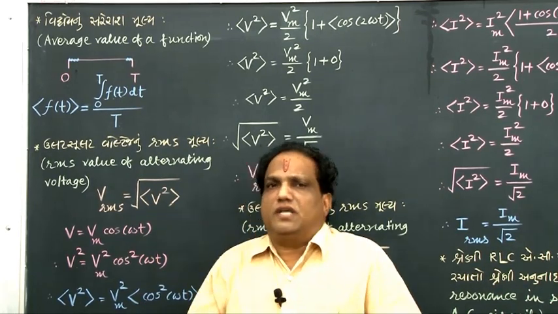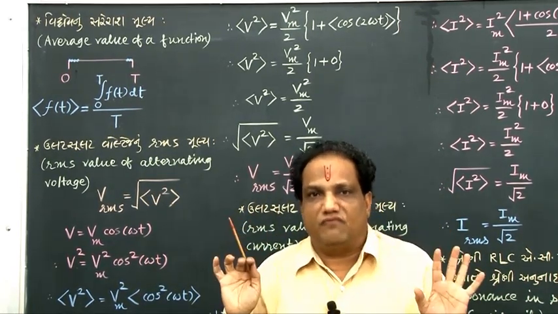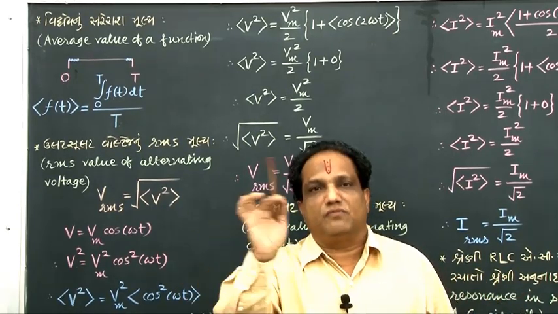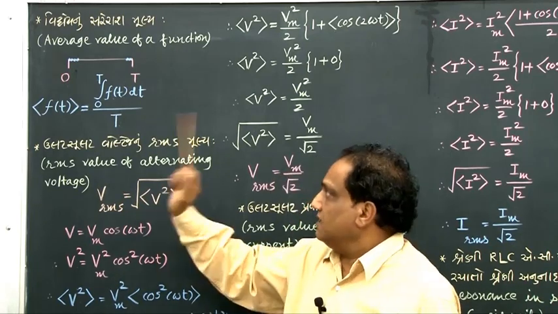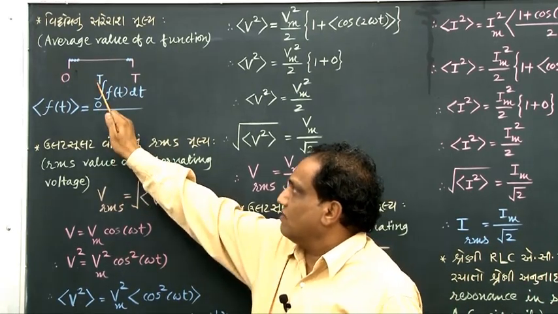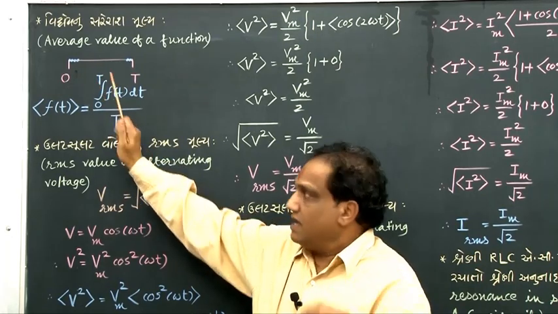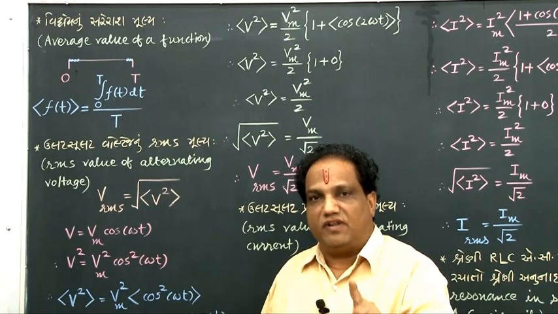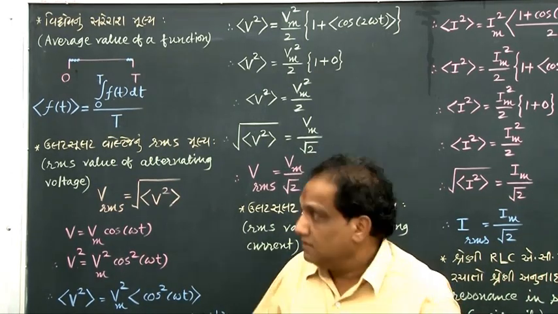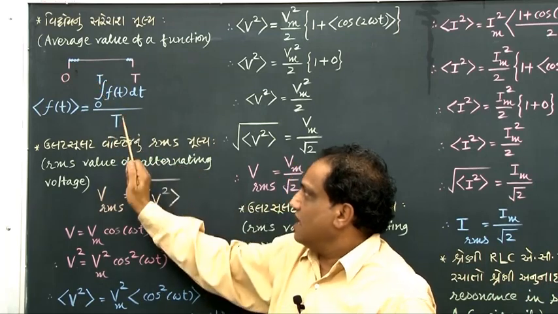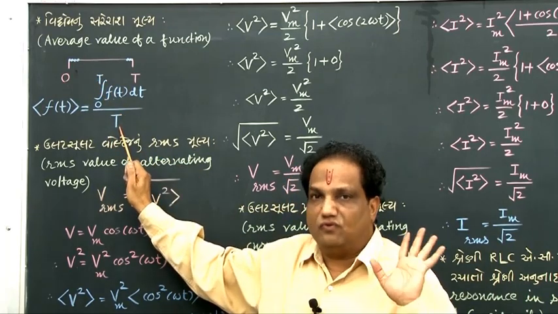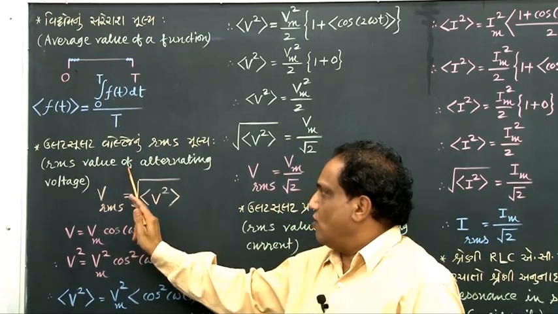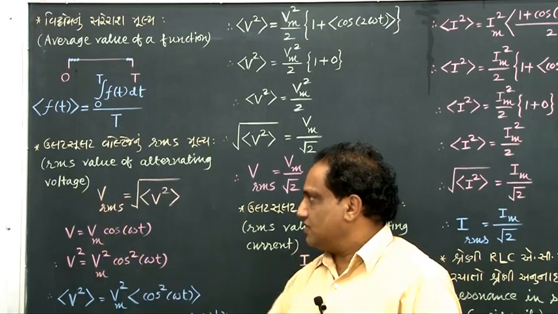It is not necessary that you should find the average value in one periodic time interval only. You may find it from 0 to T by 2, suppose. Then in that case, the integration should be taken from 0 to T by 2. But mind well, at that time you should divide by T by 2. If you are finding the average value in a T by 4 time interval, then the integration is 0 to T by 4, and here you should divide by T by 4. Correct? Fine. Now what do you mean by RMS value of alternating voltage?